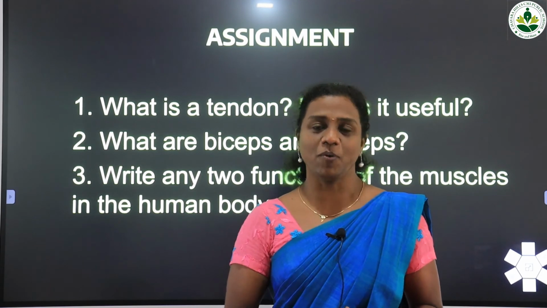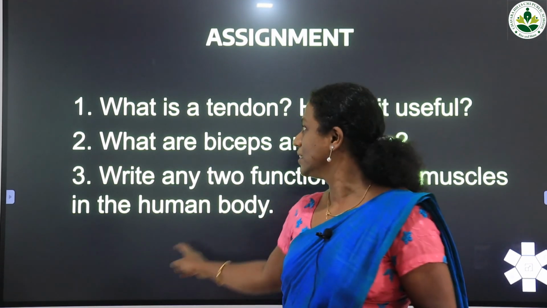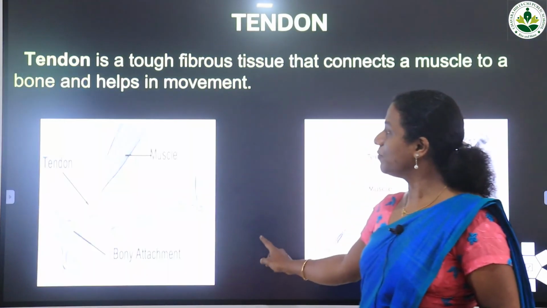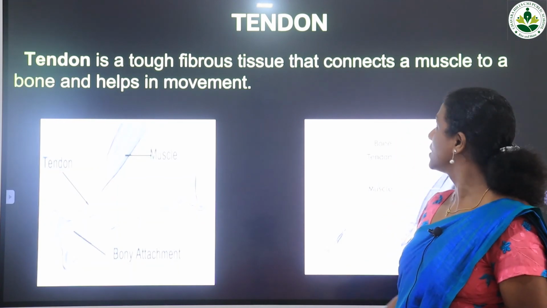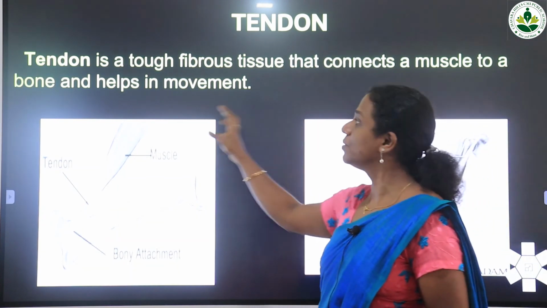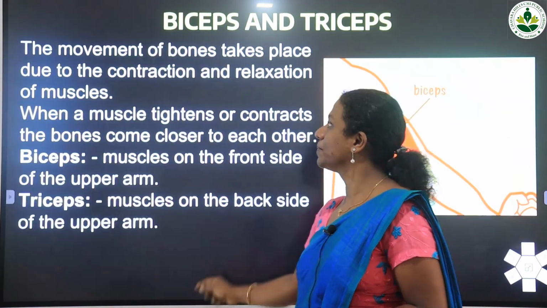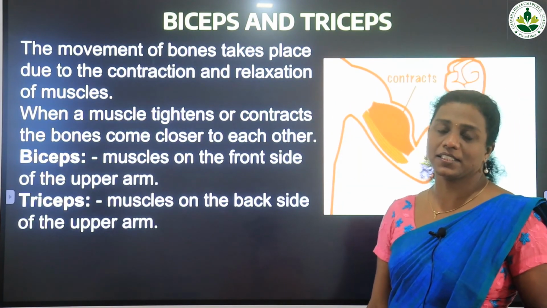Muscles are attached to the bones with the help of tendons. Tendons are tough fibrous tissues attached to the bones, and they connect the muscle to bone and help in movement. Next we studied biceps and triceps.